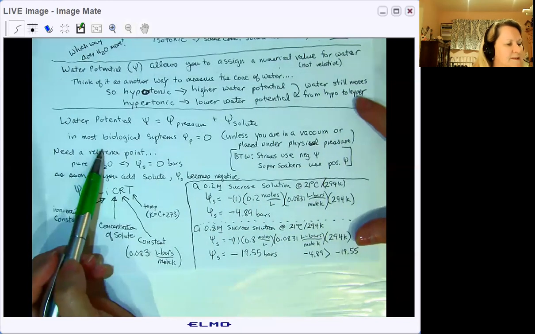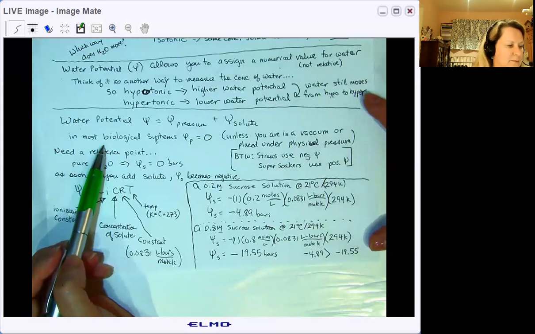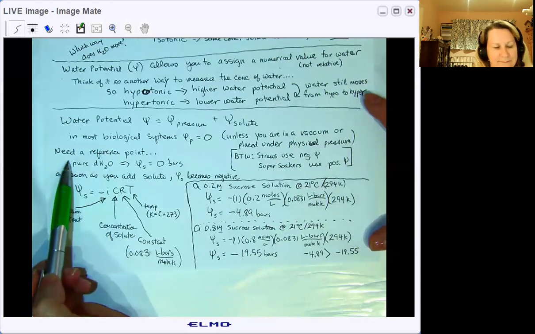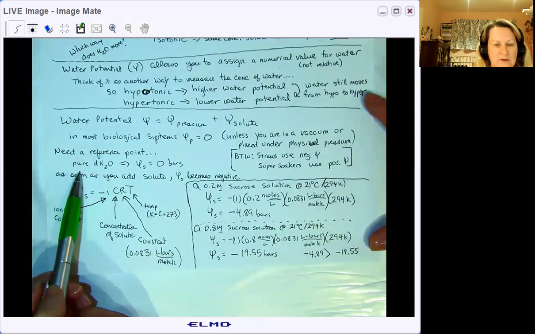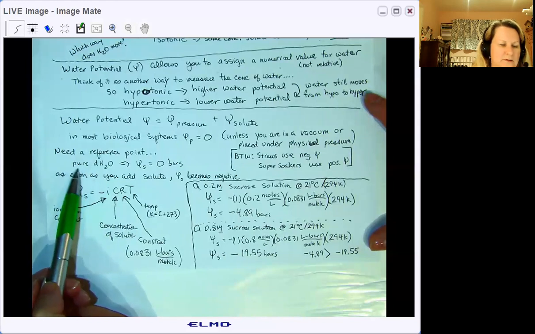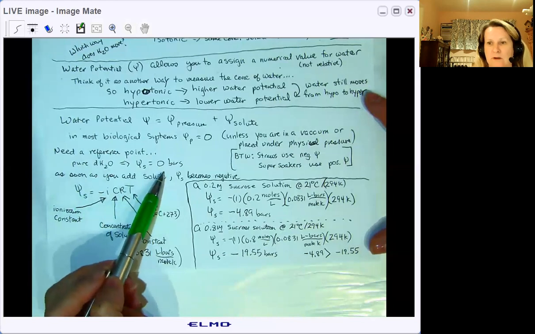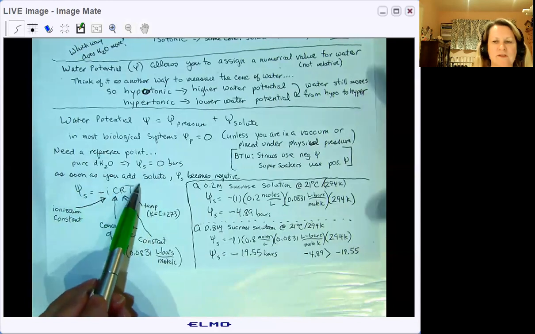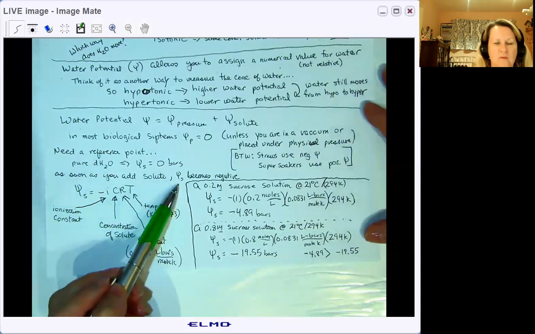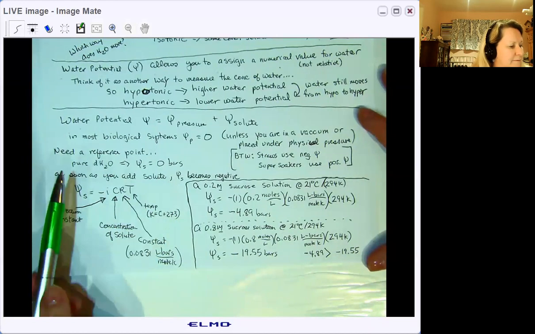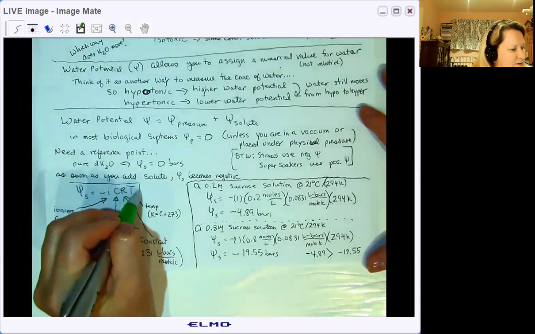Okay, so since we're going to assign a number to water potential, we need a reference point. And scientists have decided that pure distilled water, I guess that's redundant, but you know what I mean, pure distilled water has a solute potential of 0. That's our reference point. So what that means is that as soon as you add even just 1 molecule of solute to that water, the water is going to become less concentrated and the solute potential becomes negative. Okay, how negative? Well, that's what this equation is for.